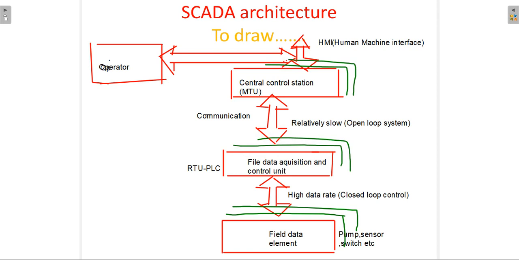As long as the central control station is concerned, it will be a single one. But as long as the field data acquisition and control, or basic field data elements are concerned, you can definitely have a cluster of blocks there. It could be a pump, sensor, switch, or any kind of physical layer device which gives you the data. Then from there you will go to its next stage, wherein you have the data.